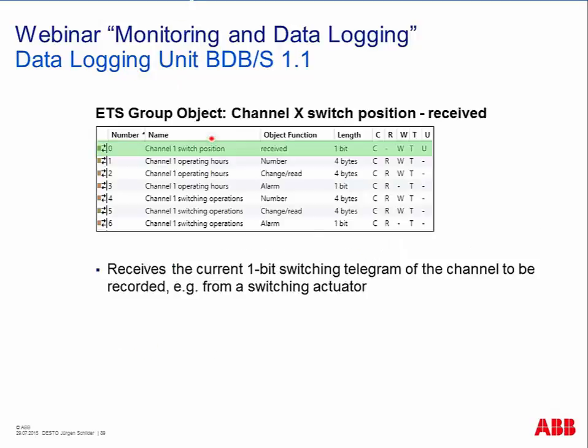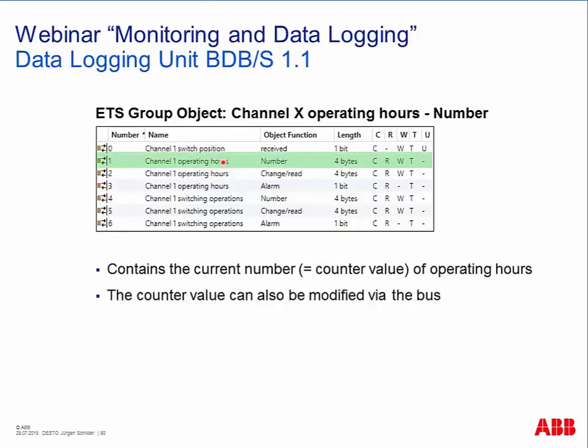So, the communication, the group objects per channel. At first we have the so-called "switched position received", which means the channel must know if the actuator, switch actuator or dim actuator, the status is on or off. With this object we have to link it with our actuator. The next object is our operating hours as a 4-byte. Here we can see the operating hours, the counted values, of our switch actuator.